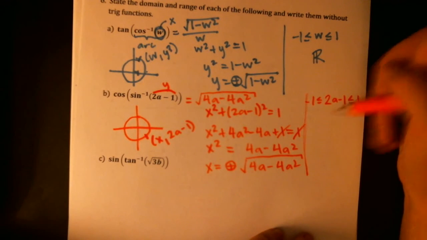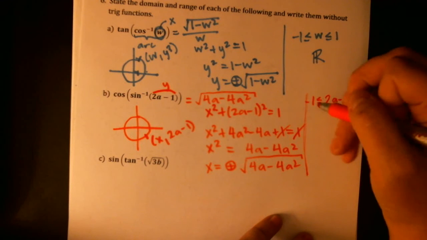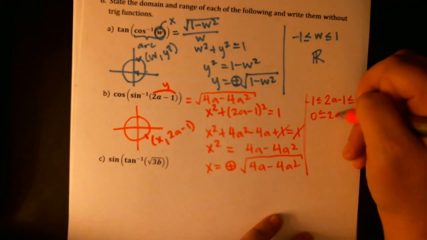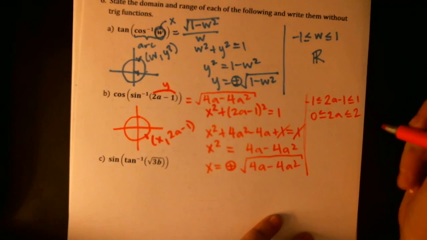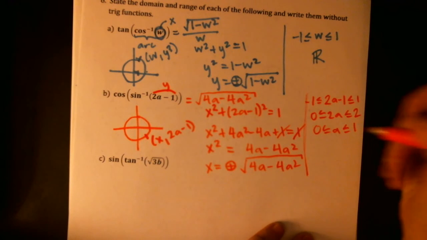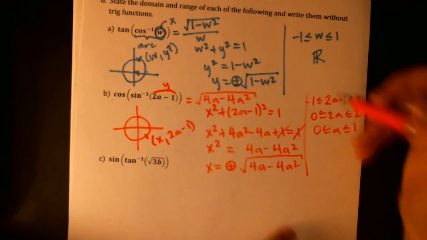We can solve this inequality. So we can add 1 to both sides out here, and we'll get 0 less than or equal to 2a less than or equal to 2. And then we can divide out the 2. So it looks like a has to be between 0 and 1. So that's our domain.